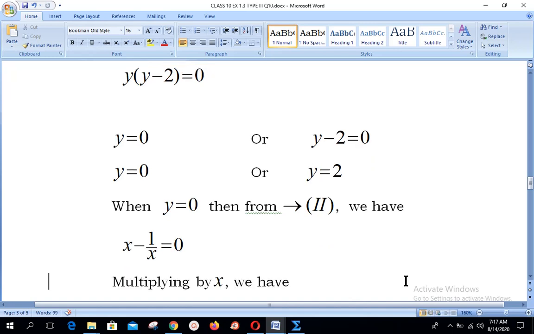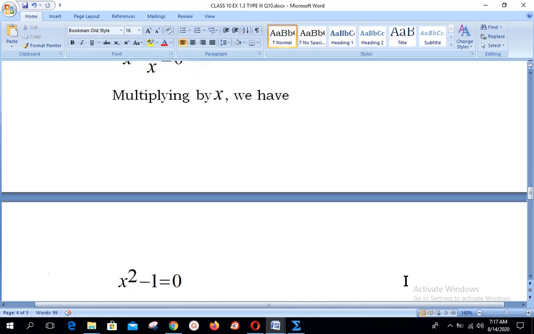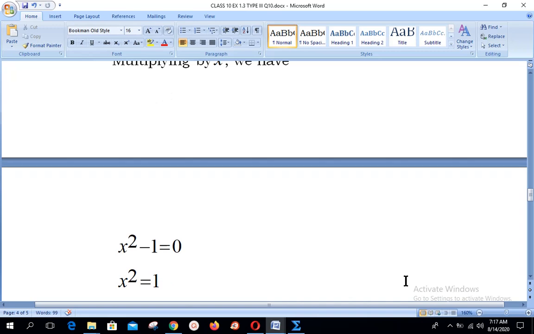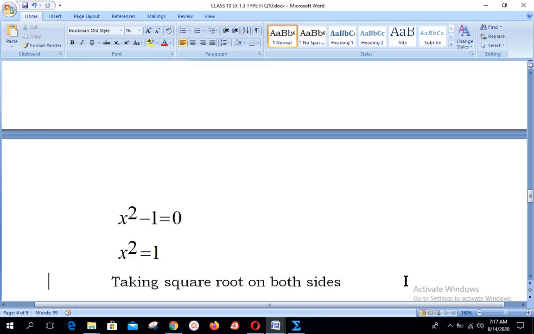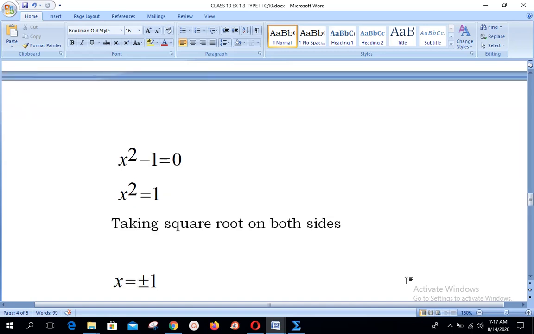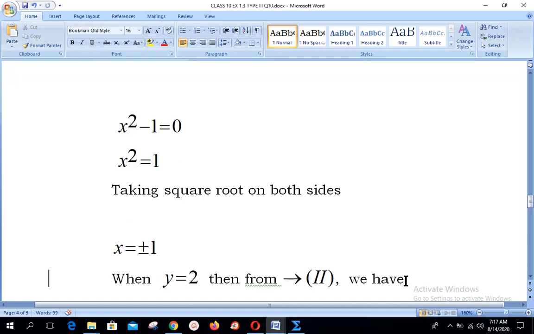Multiplying both sides by x, we have x square minus 1 is equal to 0. Shifting the constant number 1 towards the right hand side, we have x square is equal to 1. Now taking square root on both the sides, we will be having x is equal to plus minus 1, because you already know square root of 1 remains 1, and when you are dealing with an equation and applying square root on both the sides towards the constant, you put plus minus sign.